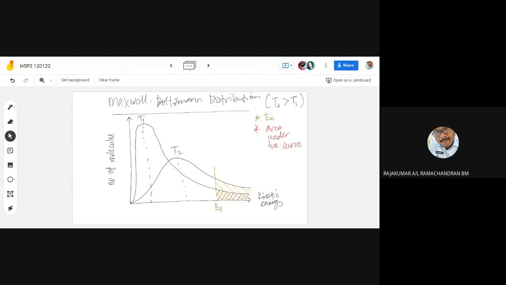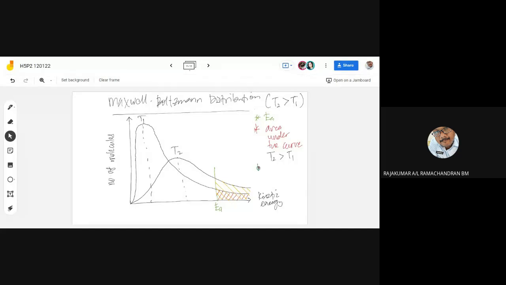Now I would like to ask you, in your opinion, T1 or T2, which one has the greater area? T2 or T1? Mana kawasan bawah lengkung dia lagi besar? T2. Okay, so the area under the curve of T2 is greater than T1. So we have to make a conclusion here.